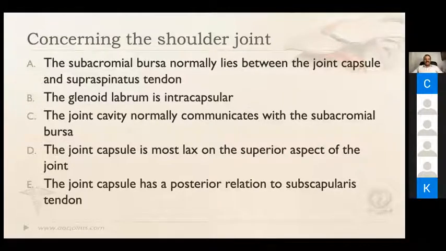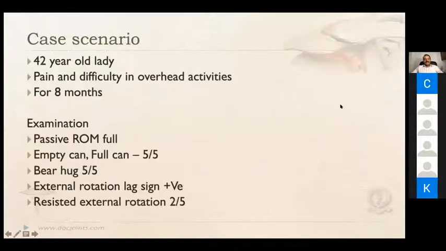That's a true statement. Then another case scenario: a 42-year-old lady, with pain and difficulty in overhead activities for 8 months. She's got full passive range of motion. Empty can and full can are full power, 5 by 5. Bear hug is 5 by 5. That is subscapularis. External rotation lag sign is positive. And resisted external rotation is only 2 by 5. What is the diagnosis?